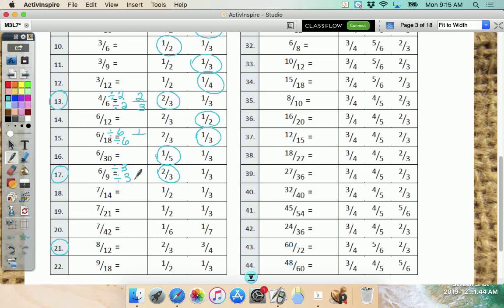Caitlin, what'd you get on 18? I got half. Cody, 19. 1/3. And Oziel, number 20. I got 6. Yep. Okay, look at this one. 8/12.